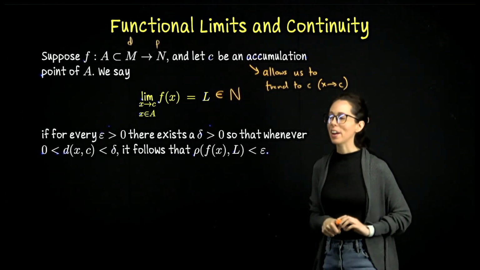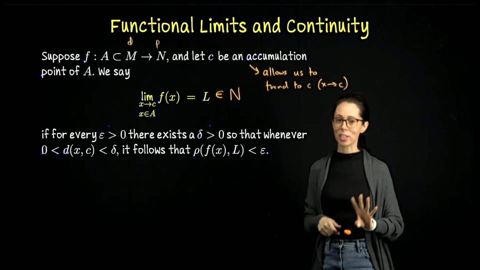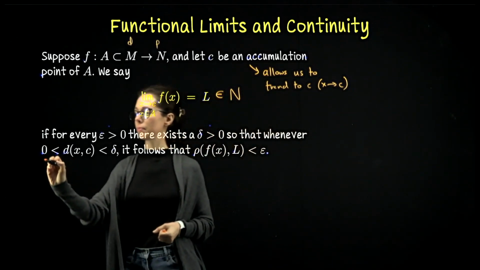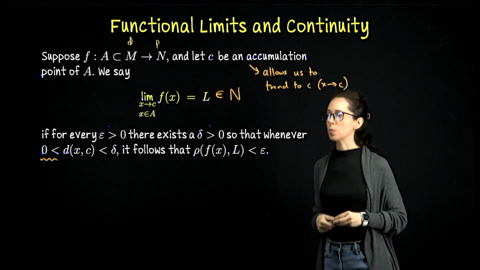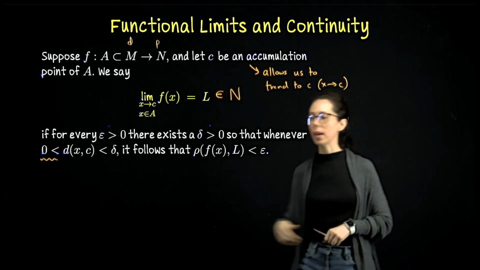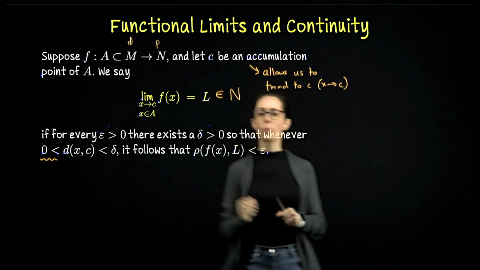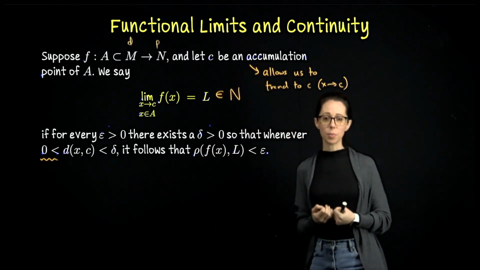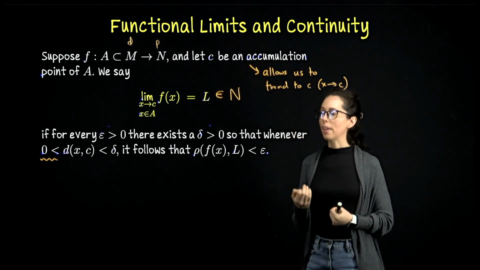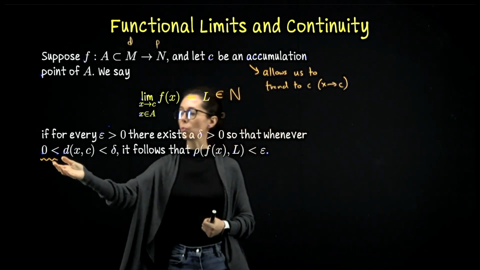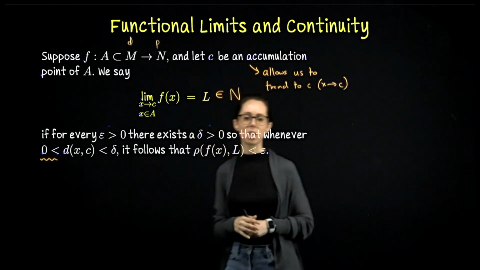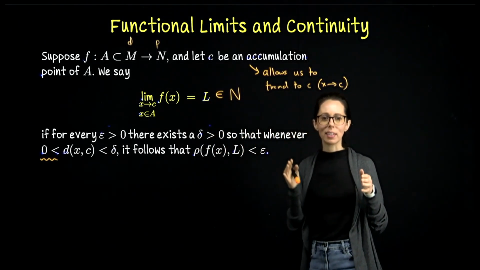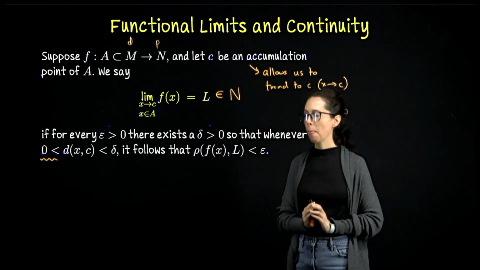Okay, I jumped ahead right there, but let me go ahead and address what I just said. If you look here, we have this condition that the distance between points x from the domain and C, where we are computing the limit, has to be positive. That's to say that we don't ever evaluate the function at C in this definition. We only look at what's happening near C when we compute a limit.